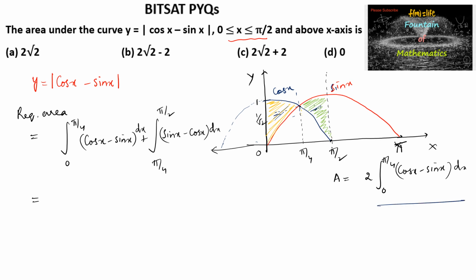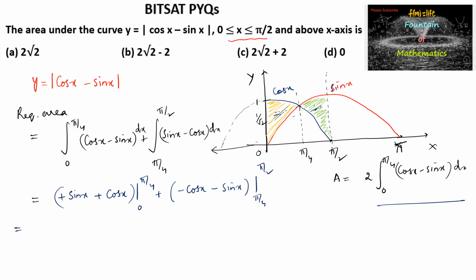So let us find here, integration of cos x is sin x, and integration of sin x is minus cos x, so plus cos x, over the limit 0 to pi by 4. And here we can see integration of sin x is minus cos x, and integration of cos x is sin x over the limits pi by 4 to pi by 2.